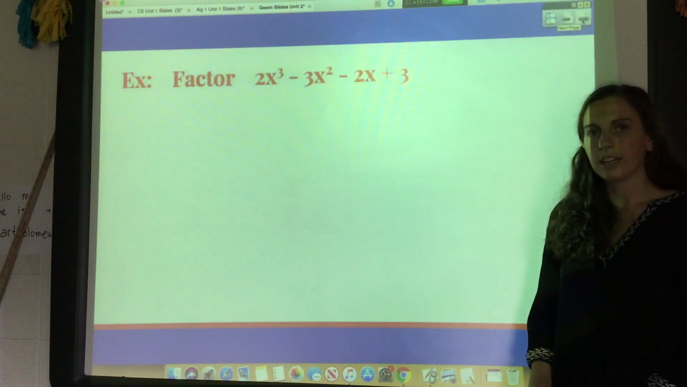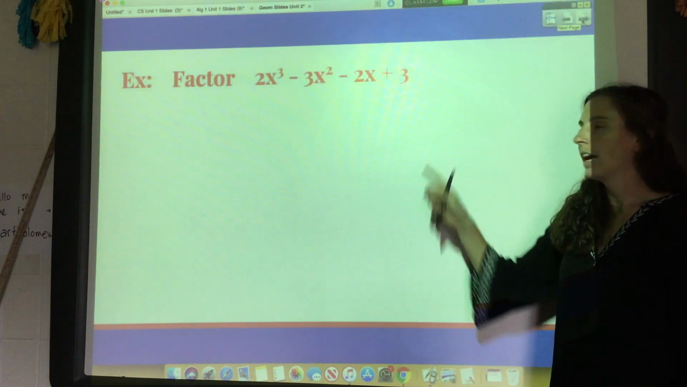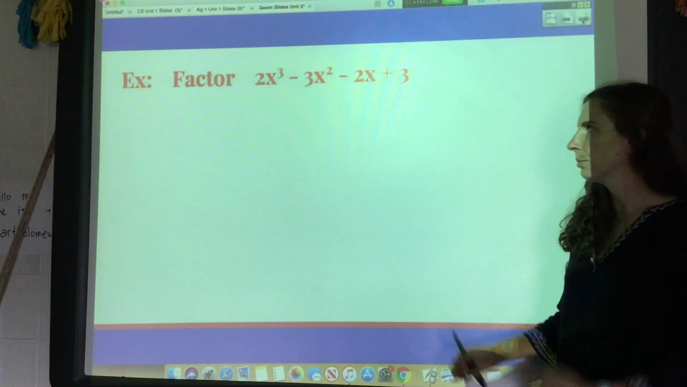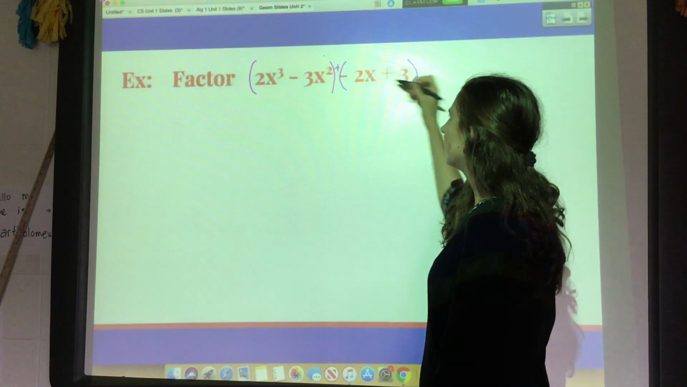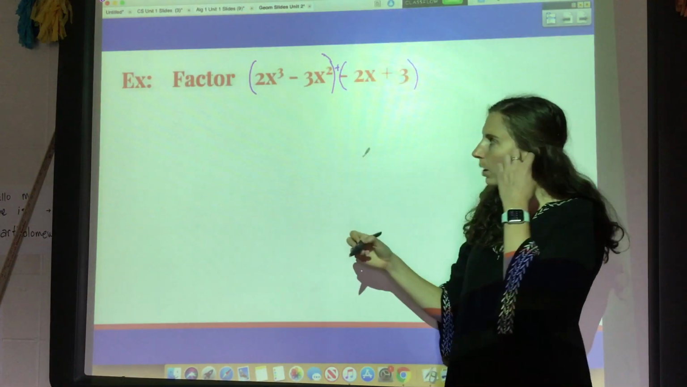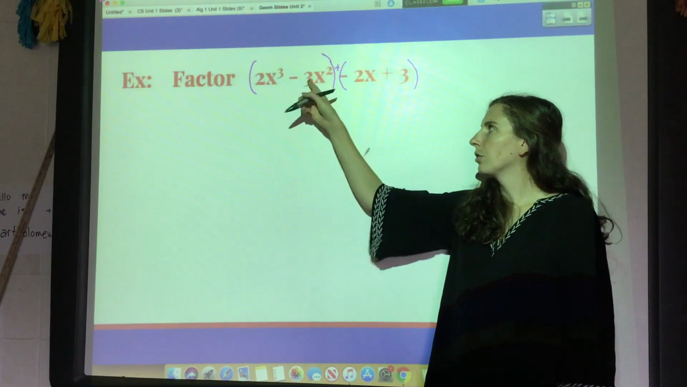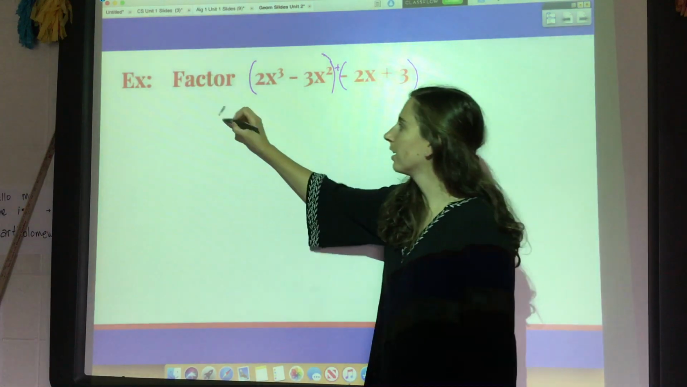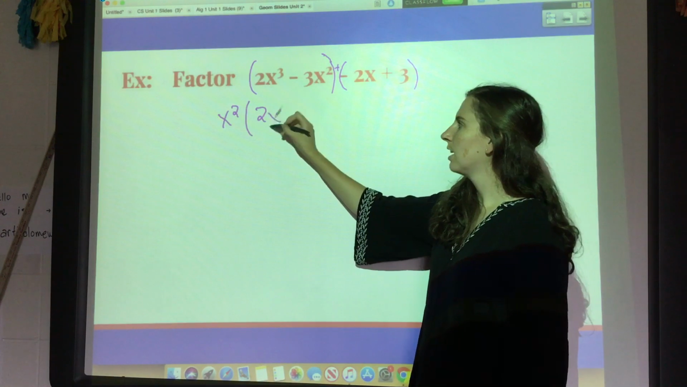All right, let's try another one. This one doesn't have a GCF at the beginning, so we'll jump into the 4-term grouping method. Group these 2, group these 2, and then what can we factor out from this first group? 2 and 3 are not divisible by the same thing, so all we can factor out is an x squared, leaving 2x minus 3.